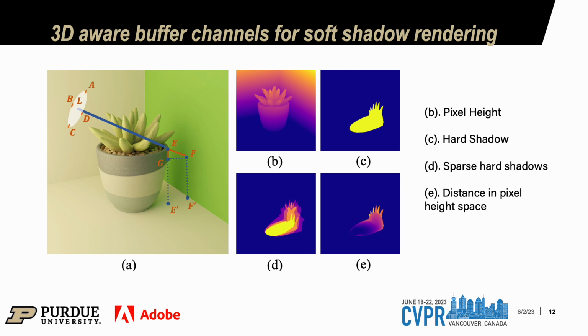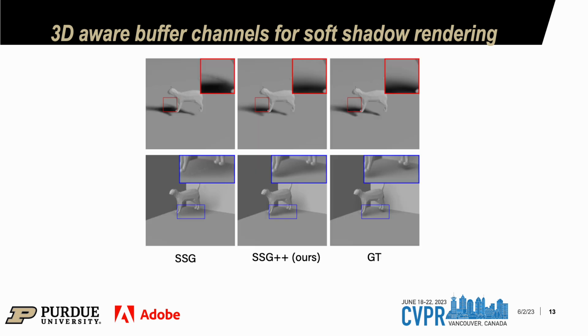To render realistic soft shadows on general shadow receivers, we propose 3D-aware buffer channels for the neural soft shadow renderer. SSG uses the pixel height and the hard shadow mask to guide the neural soft shadow renderer. We propose to utilize sparse hard shadows and 2.5D distance defined in pixel height space as the 3D-aware buffer channels to help the neural renderer better understand the 3D relationship between the shadow occluder and shadow receiver. Experiments show our proposed 3D-aware buffer channels render better soft shadows compared with the previous state of the art.